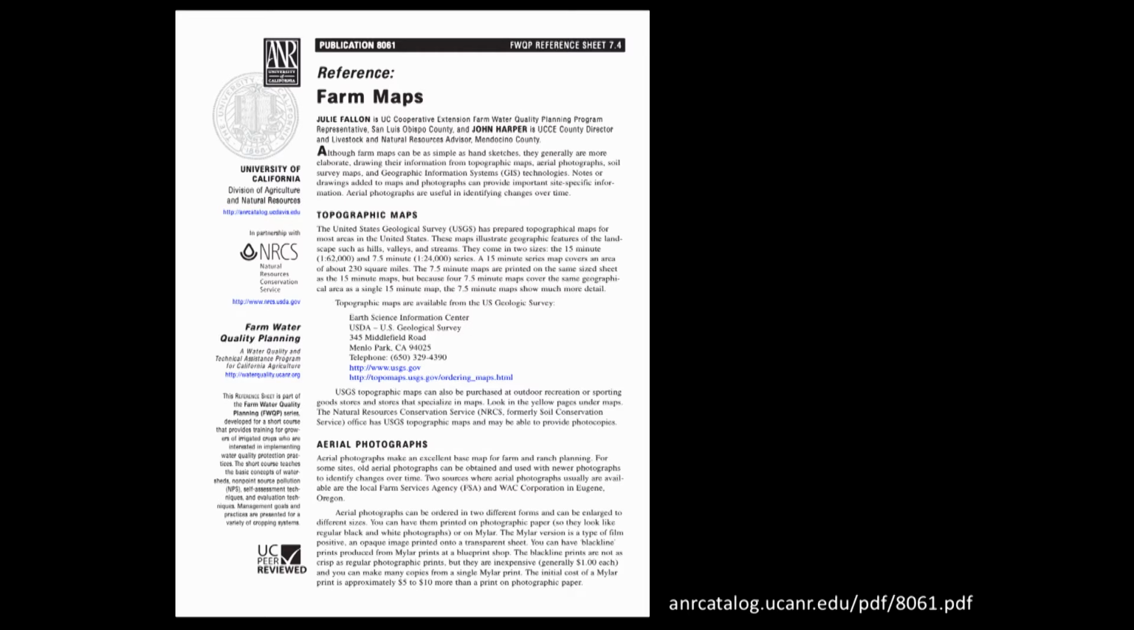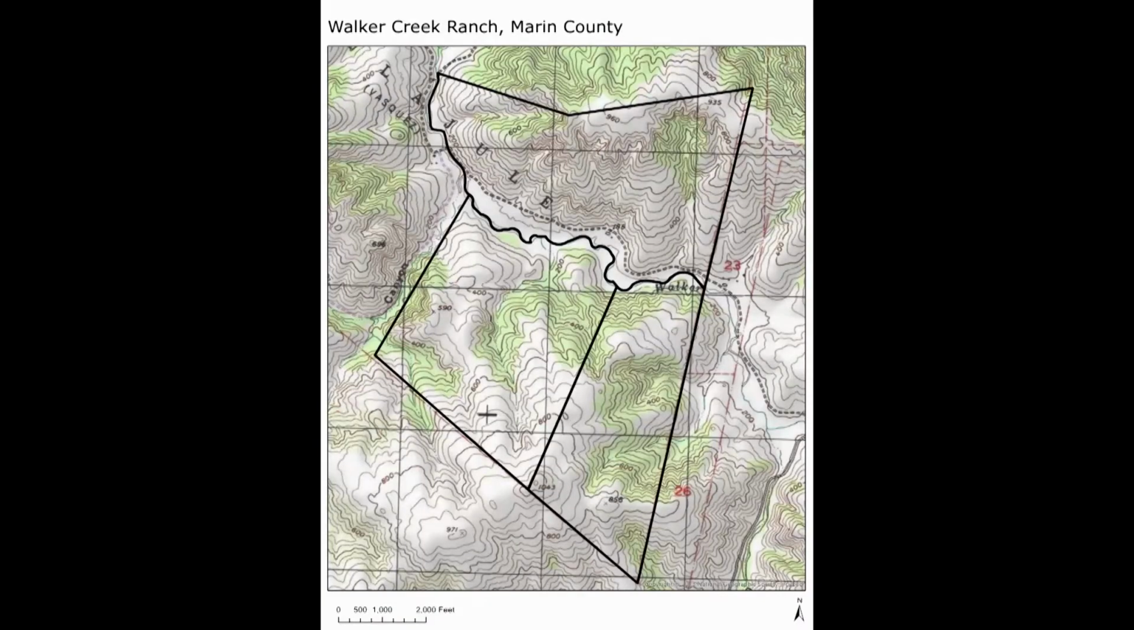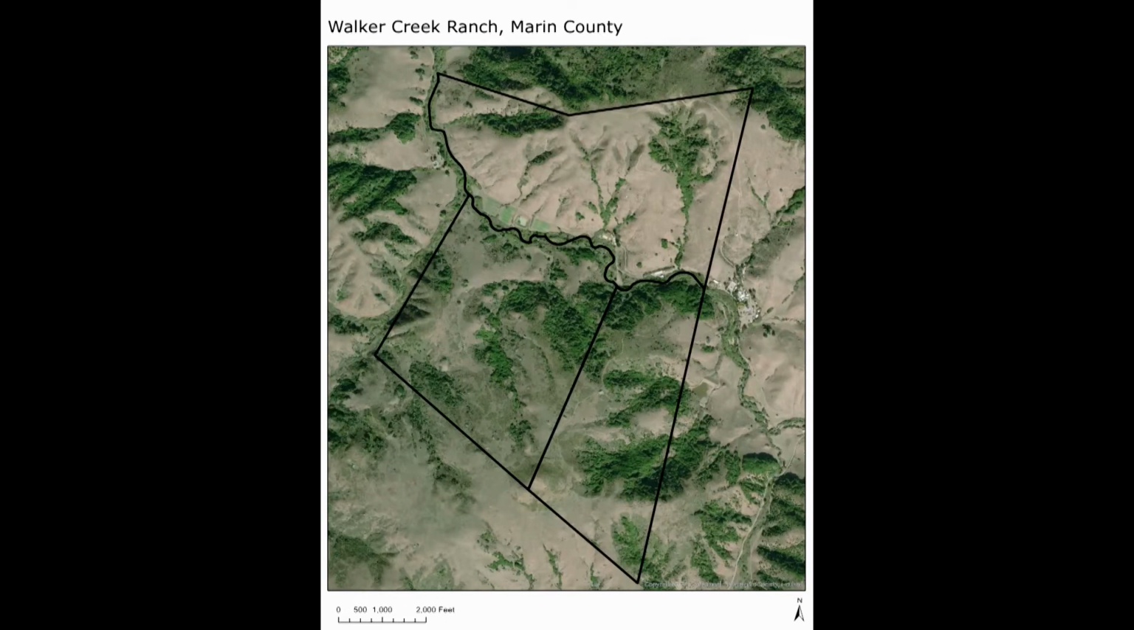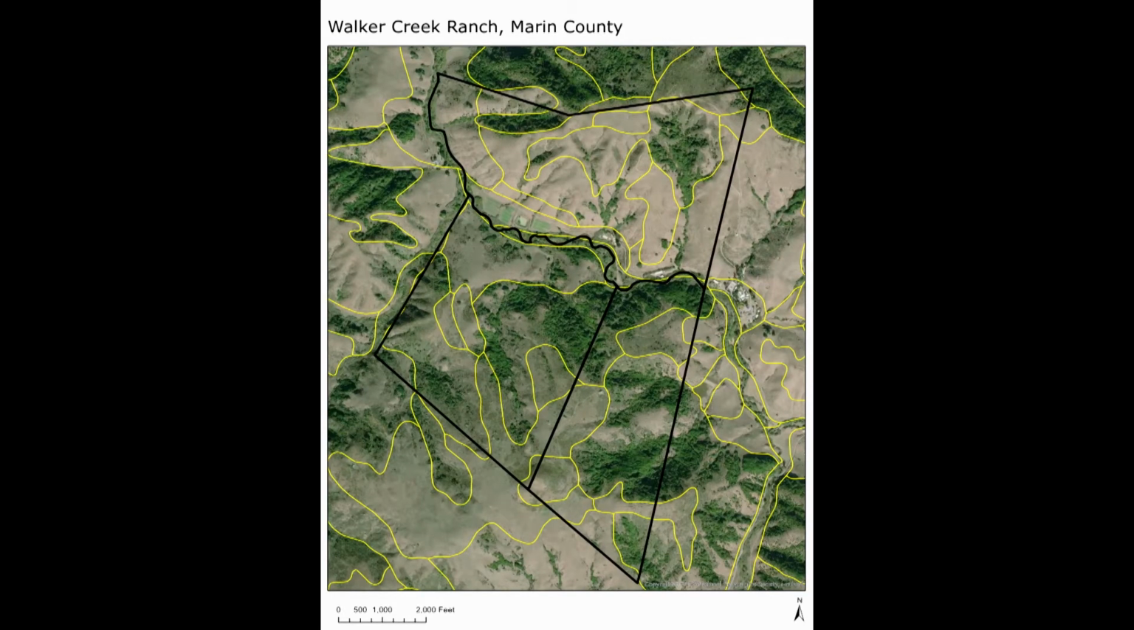On it, you'll find descriptions of different map types and places that you can purchase or download them for access. Examples of map types include topographic maps, which are useful because they include elevation and landscape terrain. Aerial photographs, which make good base maps because of the level of detail. And soil maps, which include soil map units, which might be useful for you in ranch management and operations.